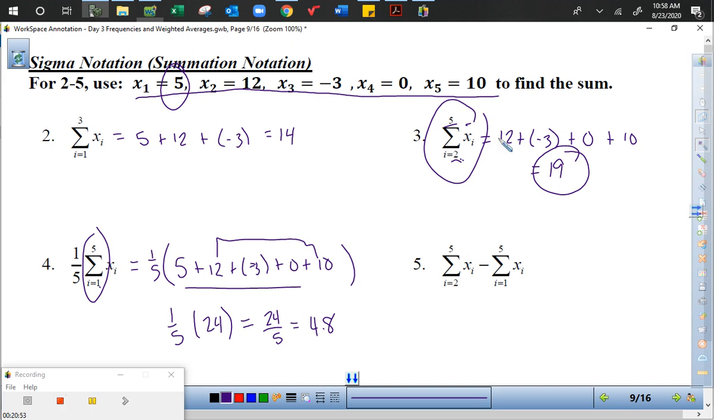Now I said that because we have a difference right here of two sums, and we've already found those. I know that the sum from 2 to 5 is 19 because I found that up above. I know that the sum from 1 to 5 is 24 because I found that over here. So all I have to do is take 19 minus 24 to get the final answer here of -5. Sums can be negative, okay, because sometimes we add up negative numbers, or in this case, we subtract sums where the larger one was second, okay?